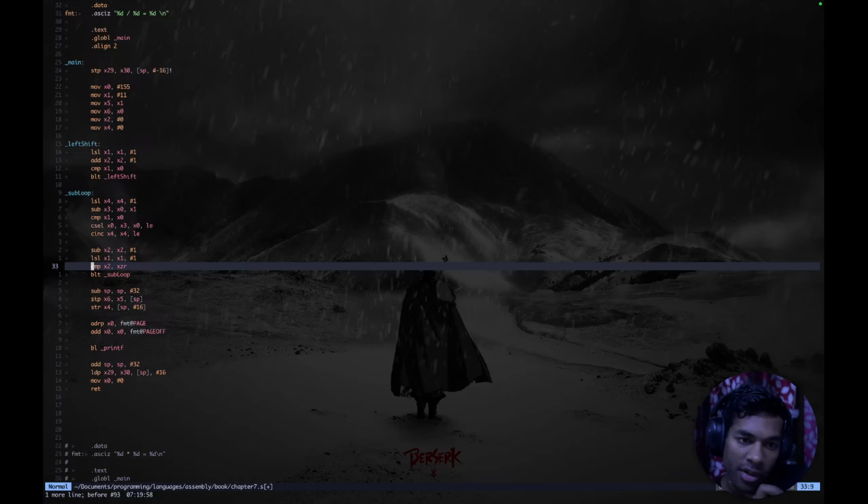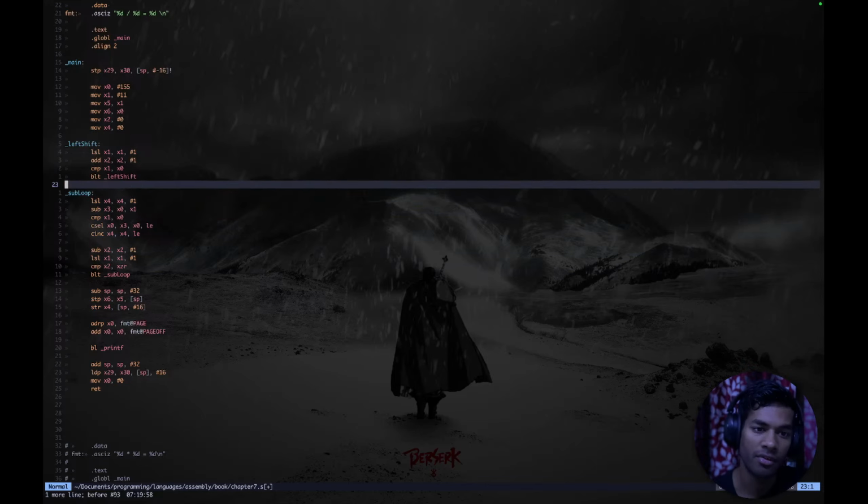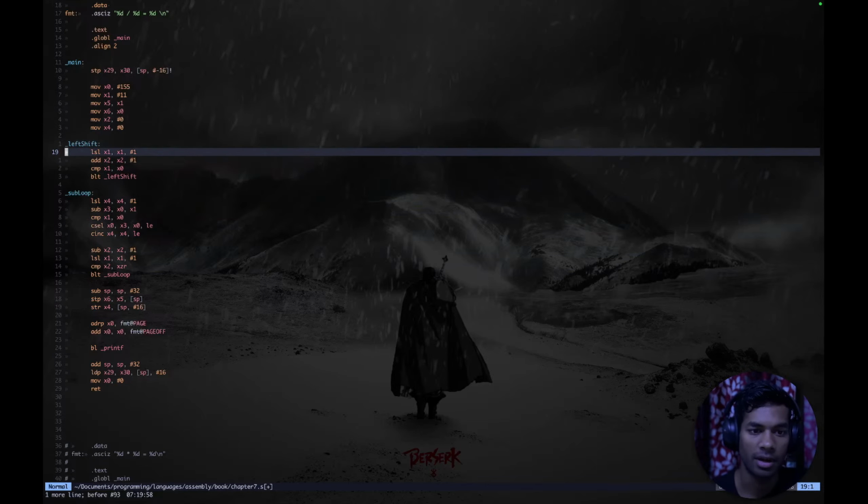I wrote this algorithm yesterday and it was working just fine. But today I have some problems. Let's focus on the first left shift part. Am I doing this correctly?